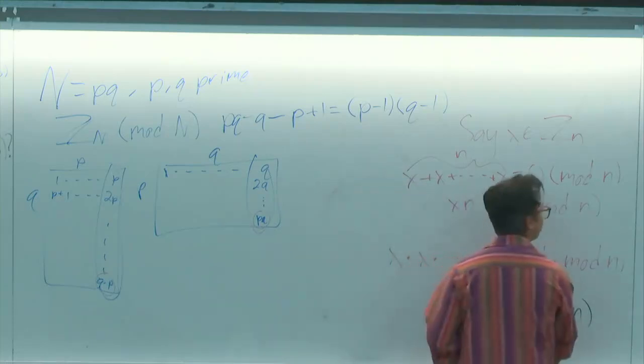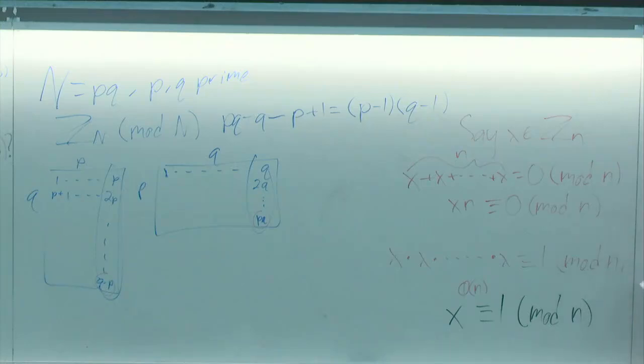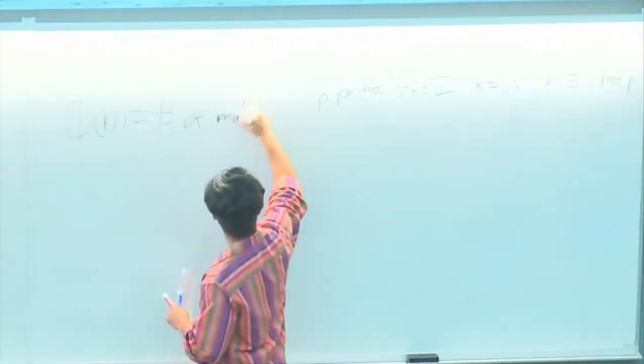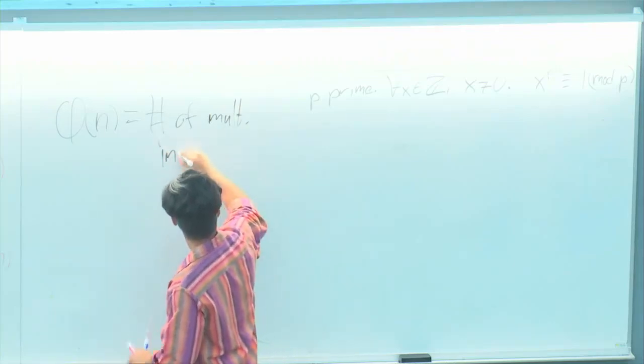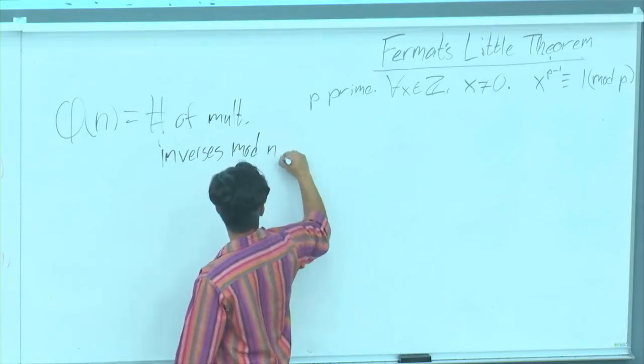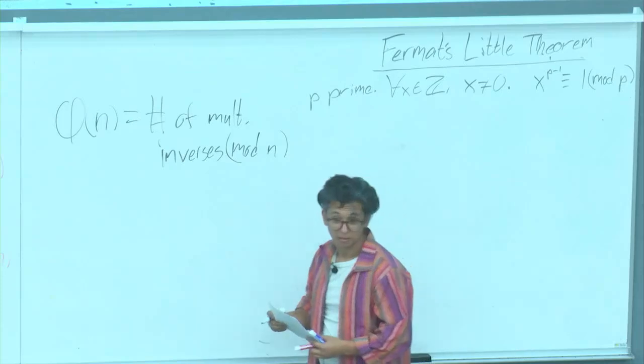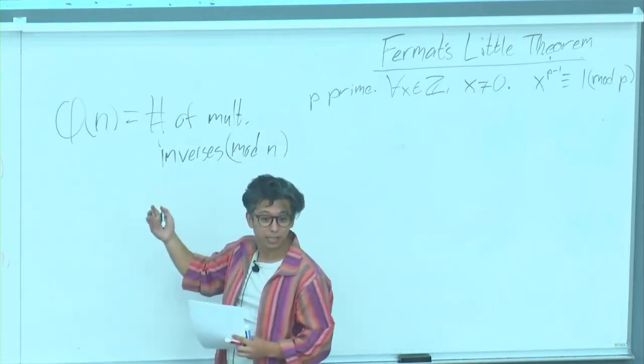I'll write it right here. Phi of n is equal to the number of multiplicative inverses mod n. It's just kind of a definition.